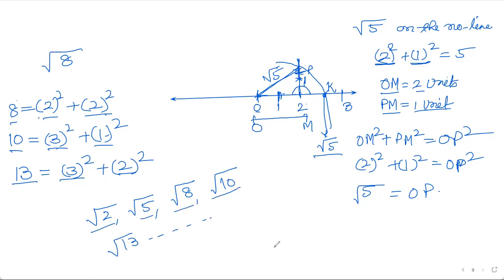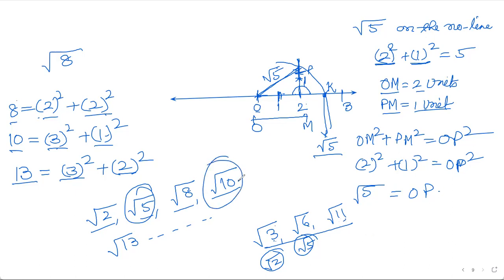But for others, for example, if you want to do root 3, root 6, root 11, for these you have to take the help of the previous number. So for root 3 you have to take the help of root 2. First you draw root 2 and then you do root 3. Otherwise you cannot do. Again here for 6 you do 5 first and then with the help of 5 you can go to 6. For this 11 you do 10 first and then with the help of this 10 you can go to 11. So that I'll let you know in the next session.